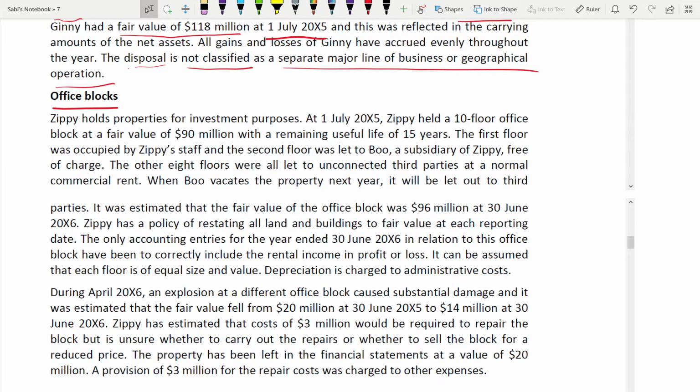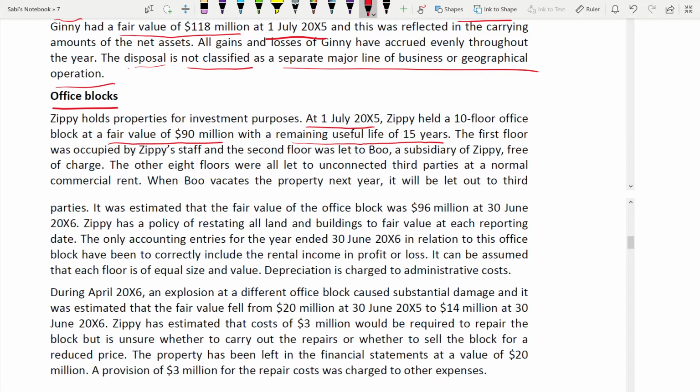Now, Zippy holds properties for investment purposes. At 1st of July, it had a 10-floor office block at a fair value of 90 million. So what is the fair value? 90 million with a remaining useful life of 15 years. Definitely, because it's an investment property, or whatever it is, a non-current asset. So the remaining useful life will be given to you, to calculate depreciation and all those things. So remaining useful life of 15 years.